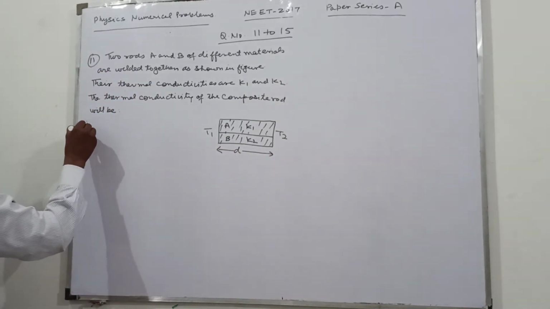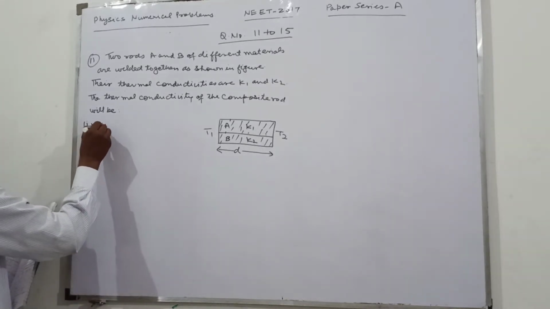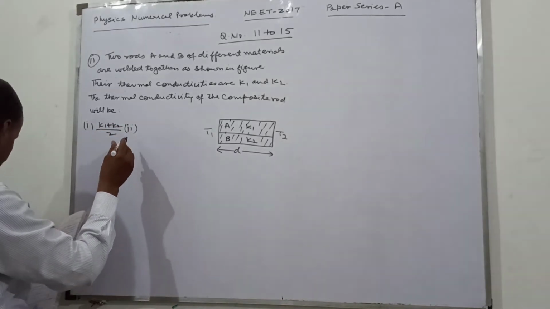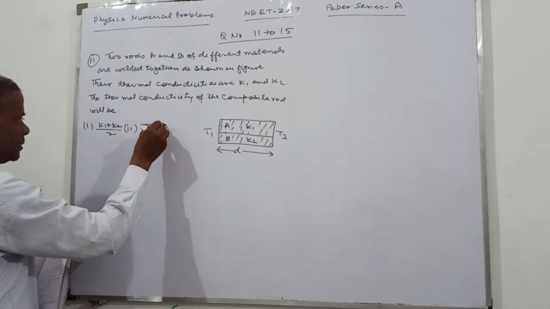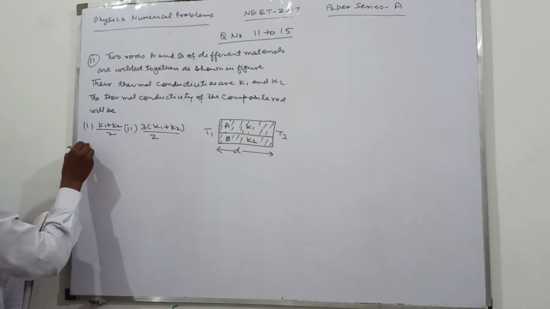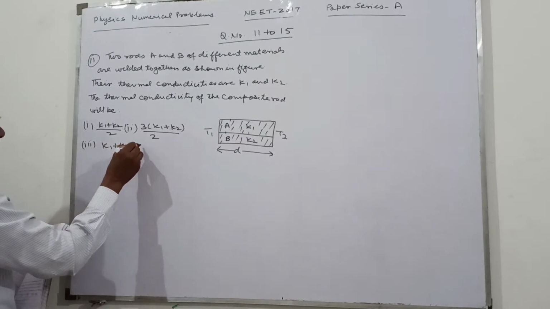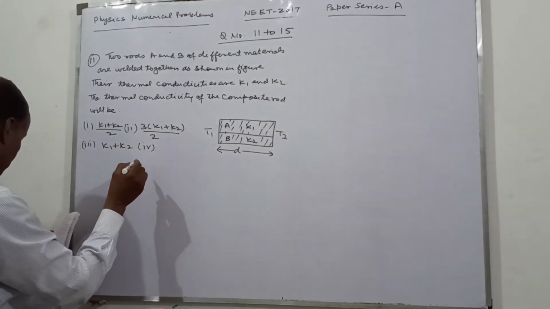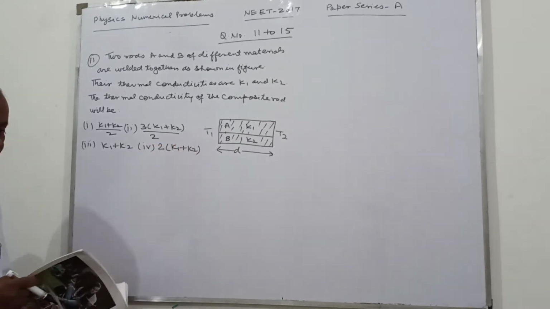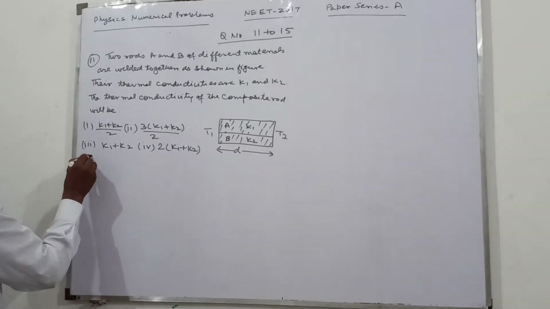Now options are, first is (K1 plus K2) upon 2. Second is (3K1 plus K2) upon 2. Third option is K1 plus K2, and fourth option is 2(K1 plus K2). These are the options. Now the solution of this one.